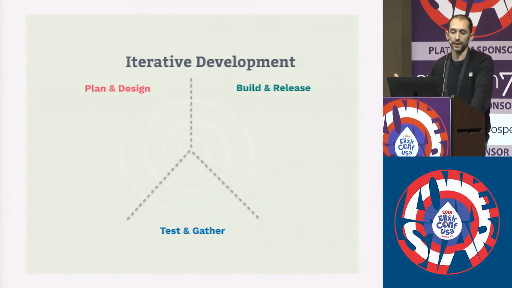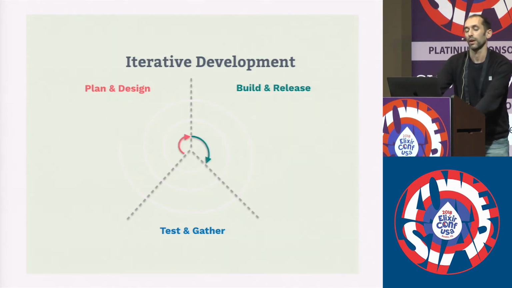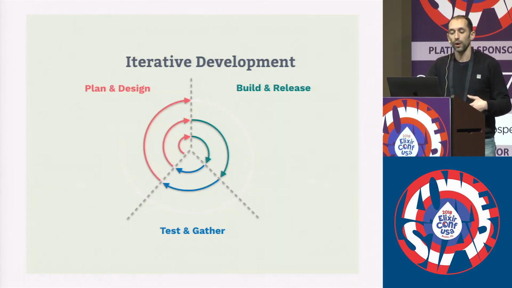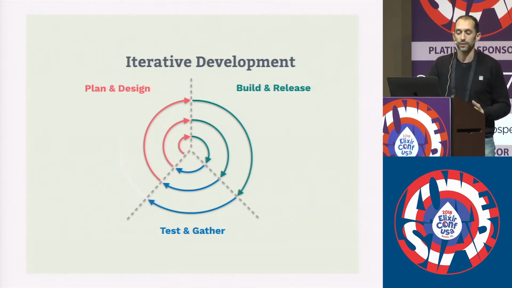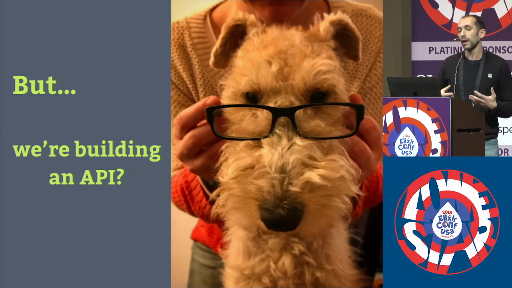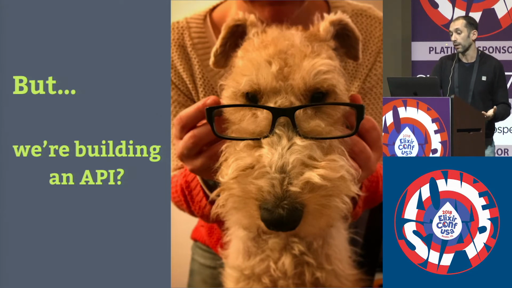So we built it in an iterative development fashion. We would plan, we would build, and we'd test and gather feedback from that. And then plan again, get some more feedback after we build, and so on and so forth, using these iterations to figure out what we're building as we're going along. So along the way, we made lots of changes, we got lots of feedback. But the thing is, we're building an API. We're not building a website where we can just take things away and move things around. This is an API that people are depending on.